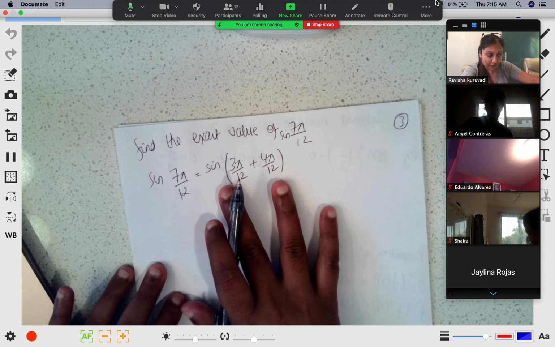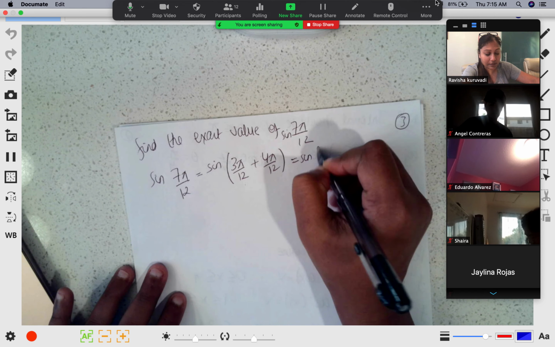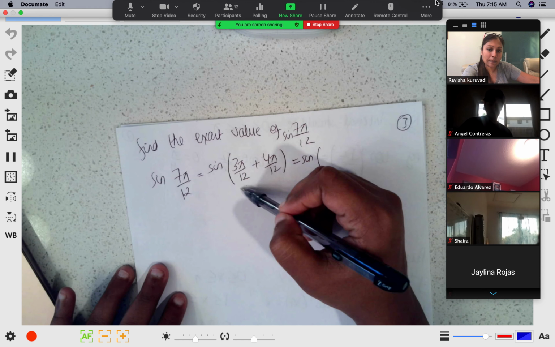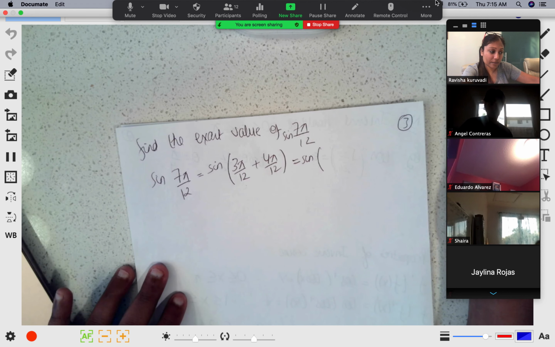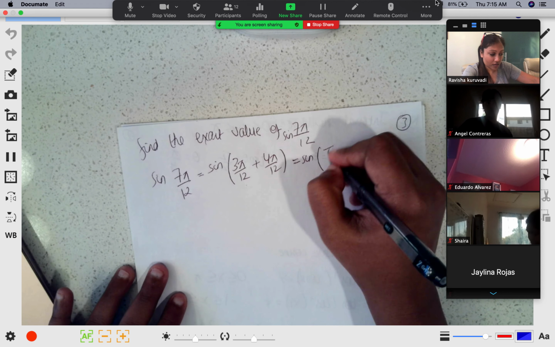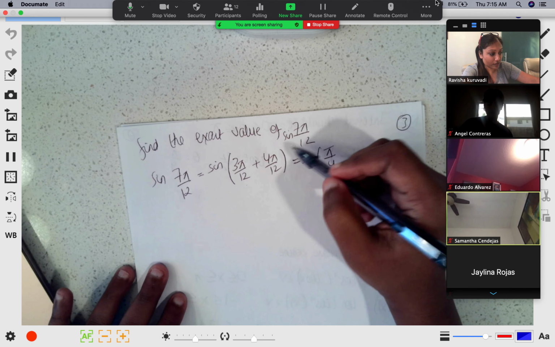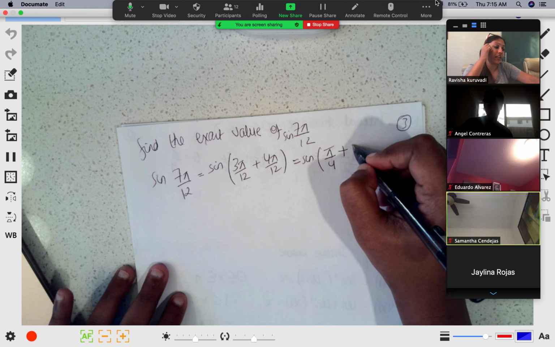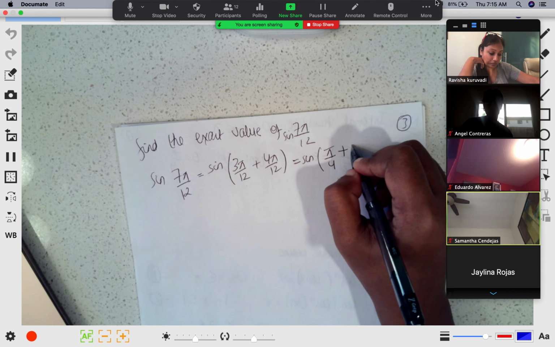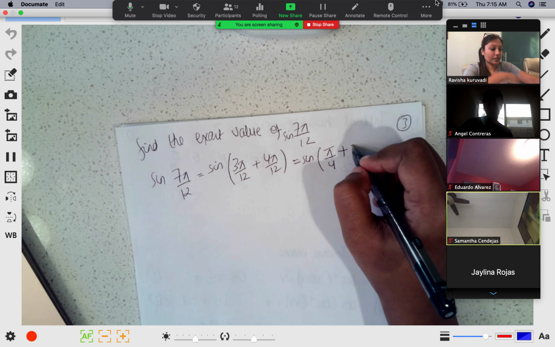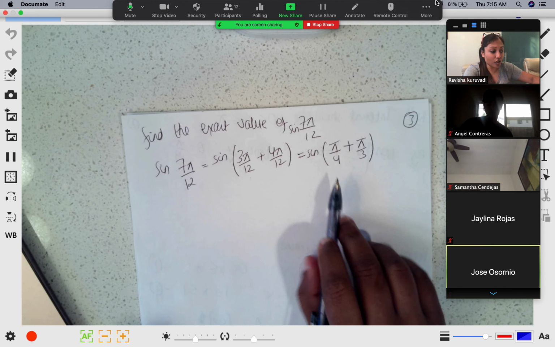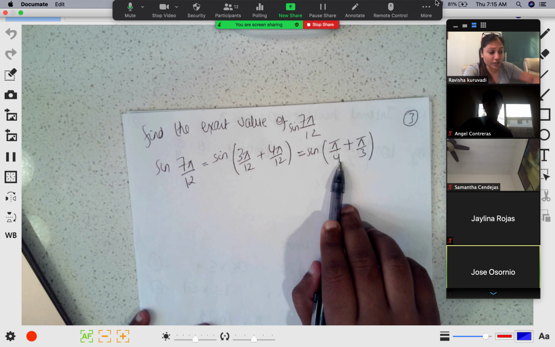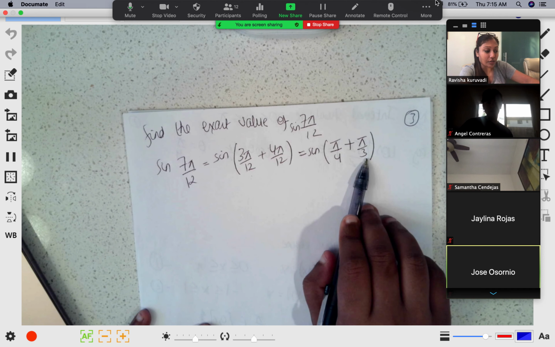And if I simplify them, what is 3 divided by 12? Anyone, if you simplify 3 pi by 12, what do you get? Pi by 4. What about 4 pi by 12? Anyone? Pi by 3. Now you have sine of pi by 4 plus pi by 3. You know values for pi by 4. You know values for pi by 3. Now you can use the formula directly.